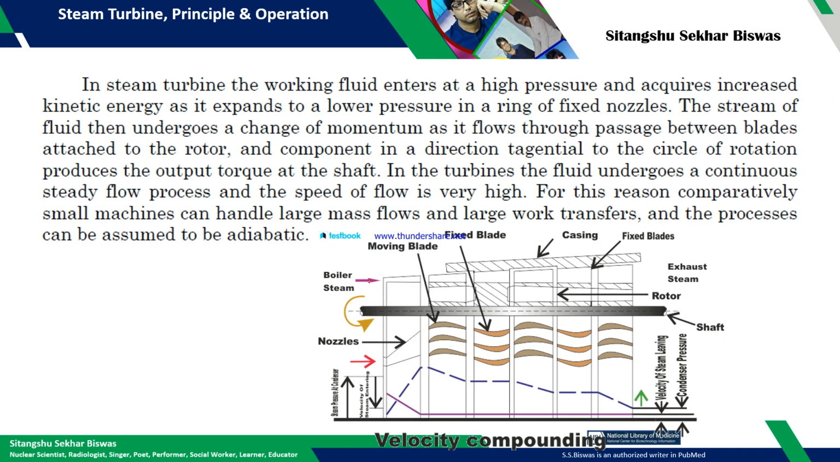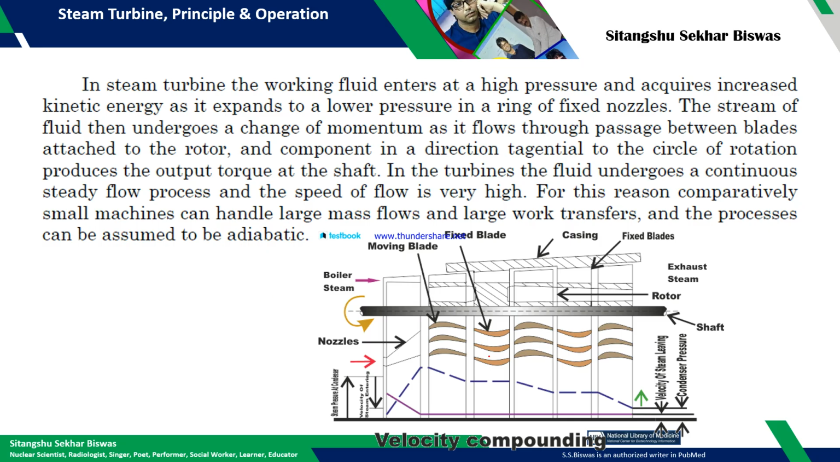In turbines, the fluid undergoes a continuous steady flow process and the speed of flow is very high. For this reason, compared to other prime movers, in a small machine it can handle large mass flow and large enthalpy transfer, and the entire energy transfer is an adiabatic process because here heat transfer will not take place.